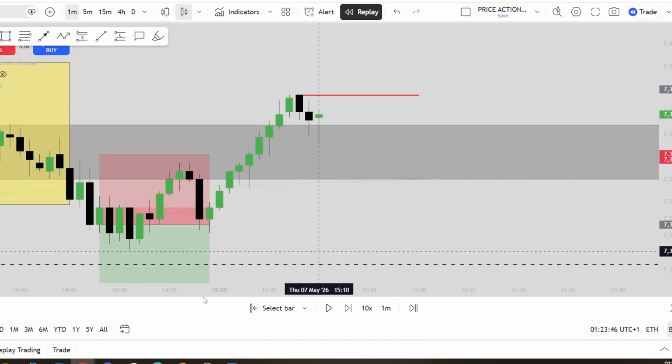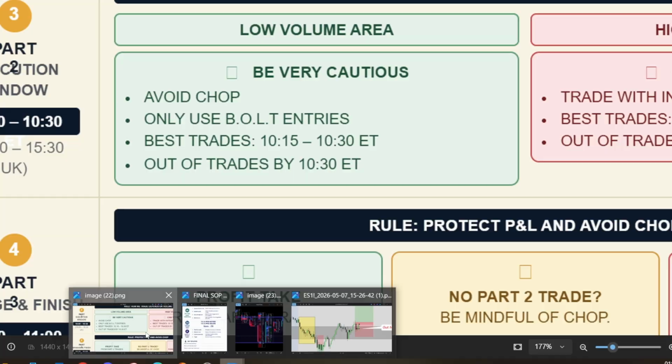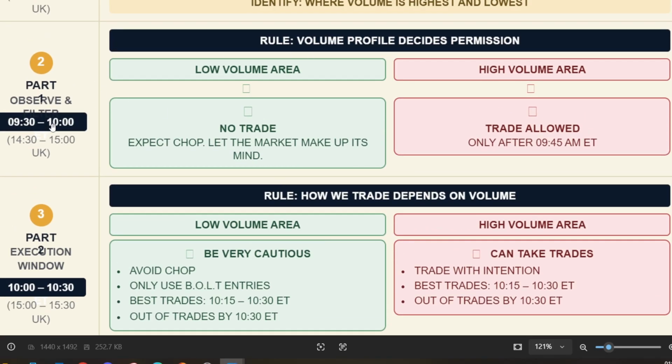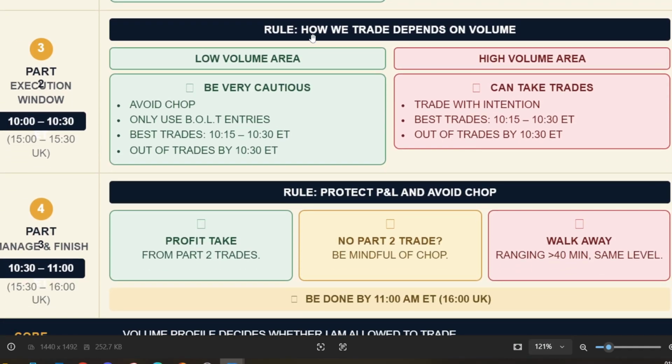Now, another thing. Let's go back to our framework here. Notice how we're between 10 and 10:30, right? We did not trade between 9:30 and 10 because we're in a low volume area. We actually allowed the market to kind of digest because we're in a low volume area. Does that make sense?